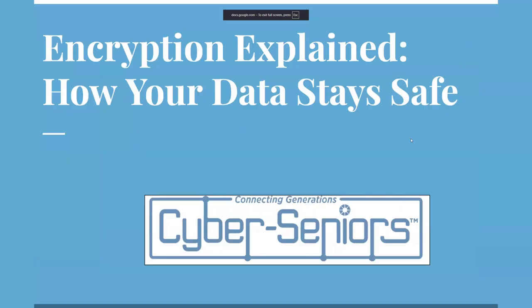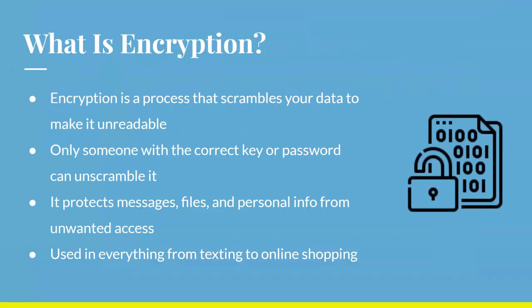So today we're going to be talking about encryption and how your data stays safe. So what is encryption? Encryption is a process that scrambles your data to make it unreadable to other people. Only someone with the correct key or password, or whatever they need to read it, can unscramble it. It protects messages, files, and personal info from unwanted access. And it's used in everything from texting to online shopping.